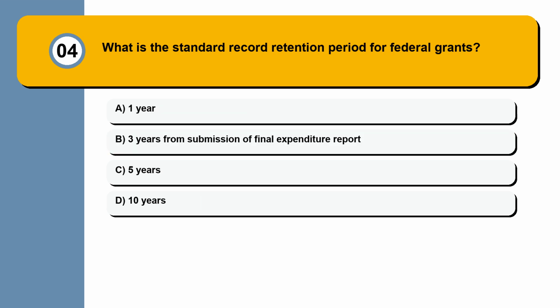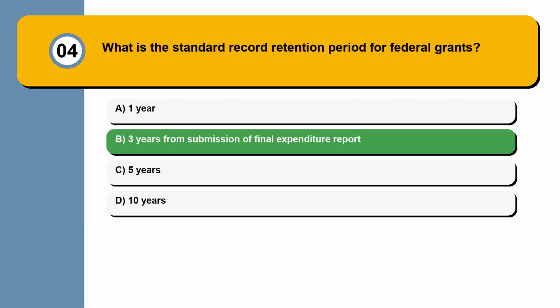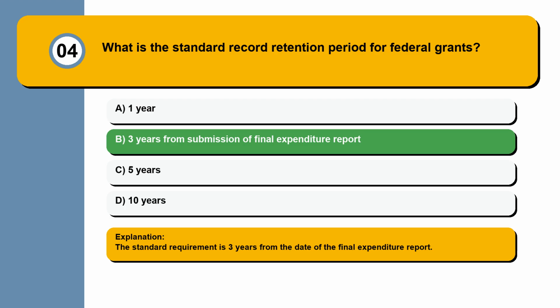Question 4. What is the standard record retention period for federal grants? 1 year, 3 years from submission of final expenditure report, 5 years, 10 years. The standard requirement is 3 years from the date of the final expenditure report.